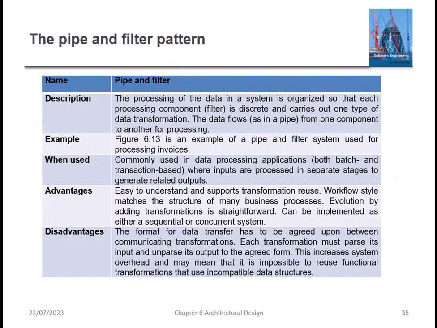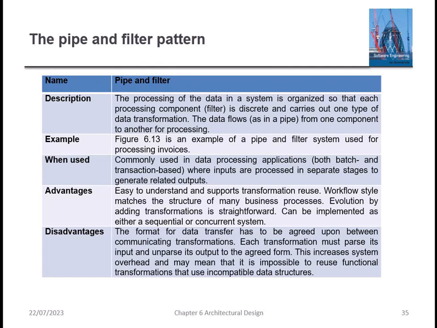The processing of data in a system is organized so that each processing component or filter is discrete and carries out one type of transformation. It means the data is of one type and is processed by different filters through pipes. It is commonly used in data processing applications, batch and transaction based systems, where the inputs are processed in separate stages.